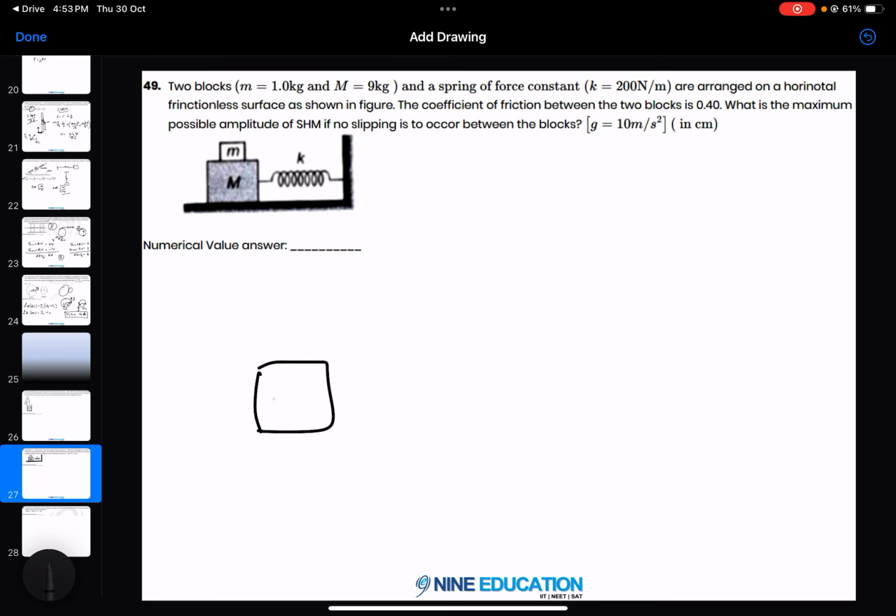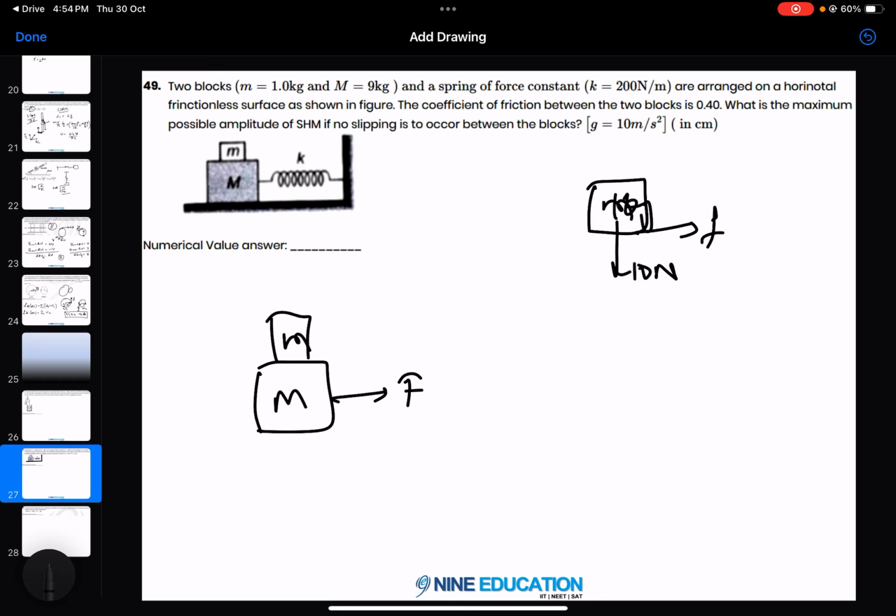Now you have capital M and small m. What is the maximum force that you can apply? So on small m, only friction is acting. Small m is 1 kg, so normal reaction is 10 Newton. F max is mu, 0.4 into 10, 4 Newton. So F max is 4. The maximum acceleration of 1 kg will be 4 by 1, which is going to be 4 meter per second square. So the maximum acceleration that you can give to this small m is 4 meter per second square.